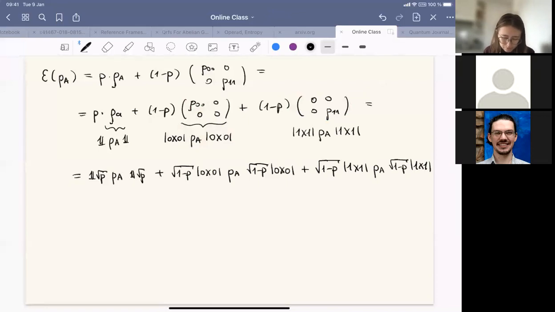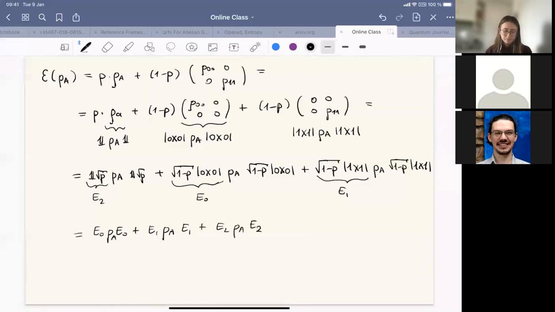So let us name this one E0, this one E1, and this one E2, let's say. And then indeed, we get our decomposition. So in this case, E2, E1, and E0 are Hermitian. So E0 is equal to E0 dagger. So basically, we can write this as E0 rho A E0 plus E1 rho A E1 plus E2 rho A E2. We can add daggers just to be concise, but the daggers in this case are equal to the operator itself.